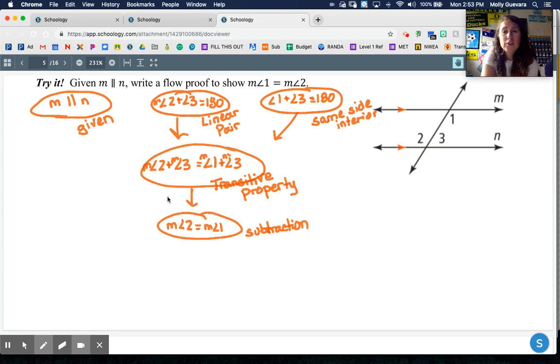So again, could you use a 2-column proof here? Absolutely. It specifically asked me to find whether the measure of angle 1 is equal to the measure of angle 2, and it specifically asked me to use a flow proof. But if it didn't ask, if it just asked me to prove it, I could use a 2-column proof just as easily. Okay, so let's move on to example 3, and we're almost done.